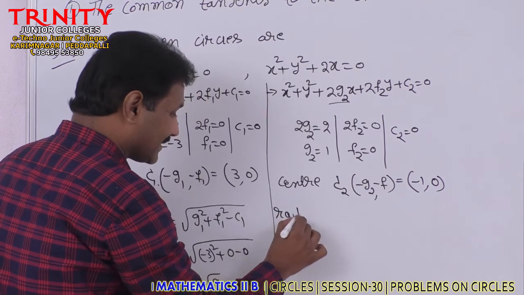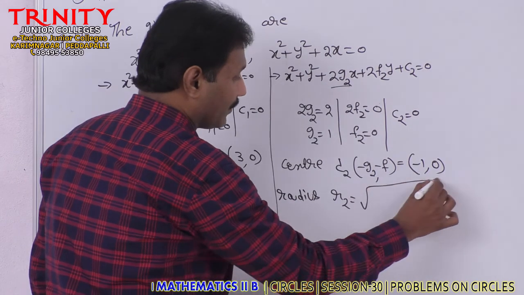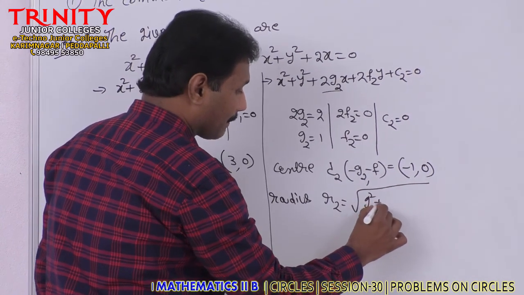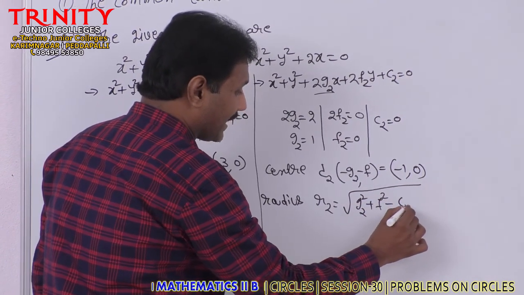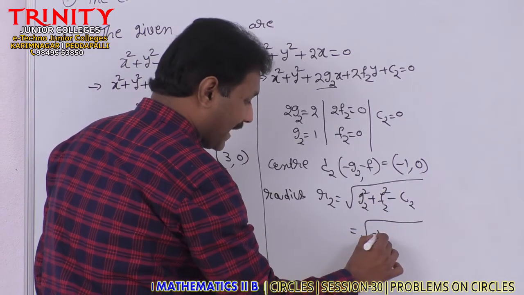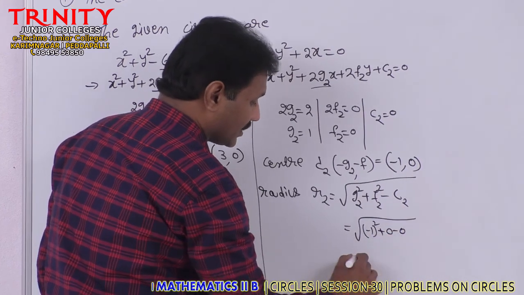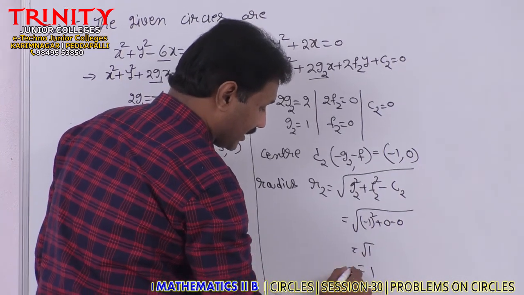Radius of the circle is r2 equal to square root of g2 square plus f2 square minus c2. Square root of g2 square means 1 whole square plus 0 minus 0. Square root of 1, that equal to 1 radius.